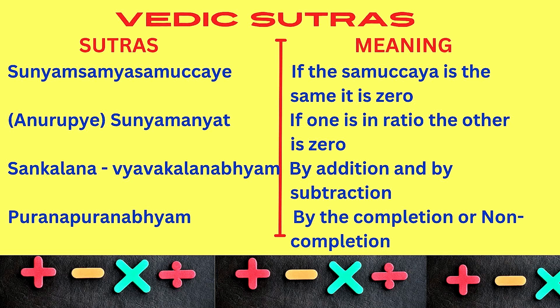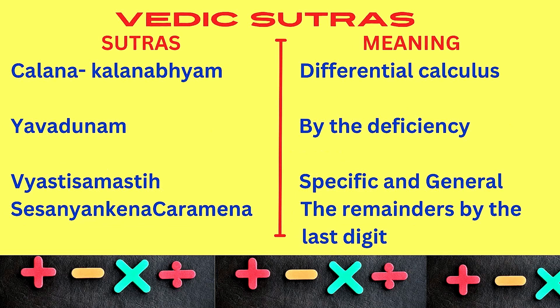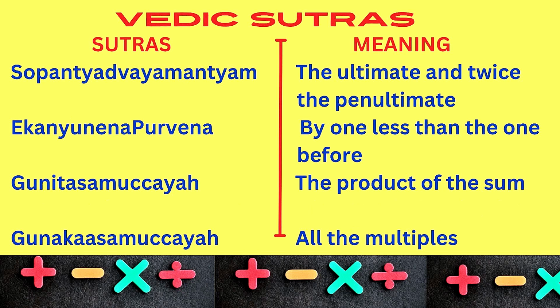Purana-puranabhyam, by the completion or non-completion. Calana-kalanabhyam, differential calculus. Yavadunam, by the deficiency. Vyashtisamashtih, specific and general. Shesanyankena Charamena, the remainders by the last digit. Sopantyadvayamantyam, the ultimate and twice the penultimate.